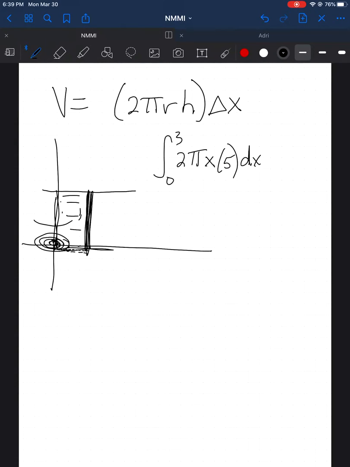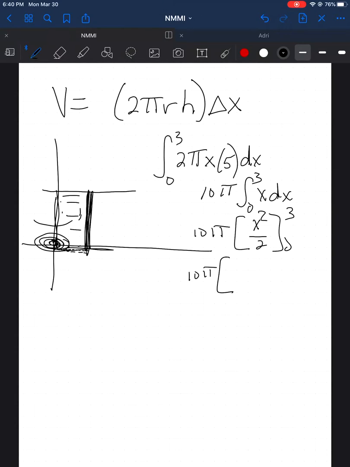All right, so we have the constants here, 2 pi times 5. We can pull that out. 2 pi times 5 is 10 pi times the integral of x dx from 0 to 3, which will be 10 pi times the integral of x, which is x squared over 2, evaluated from 0 to 3. So that'll be 10 pi times 9 halves minus 0, which gives us what? 2 goes into 10, 5 times 9 is 45 pi.